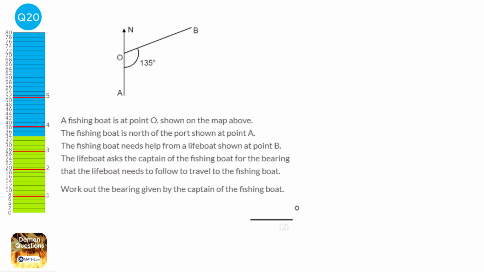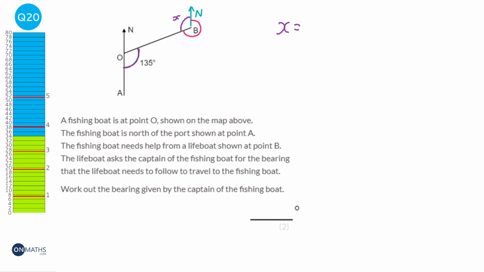So when you read this question, the question's basically asking you to find the bearing of O from B. So the lifeboat is at B. So I'm going to draw a north line here, and to find a bearing you start from the north line and you keep going clockwise. So we're going to look for this angle here. Now this angle which is given to us in the question and this angle here, which I'm just going to call x, are going to be equal.